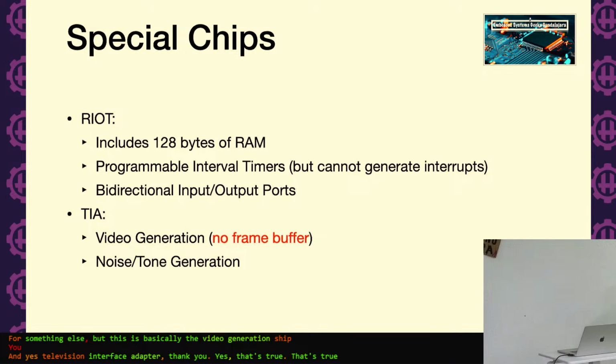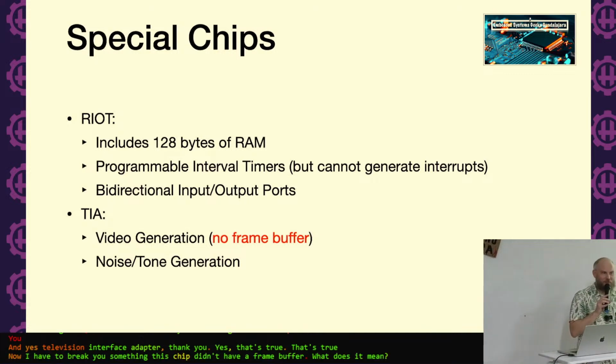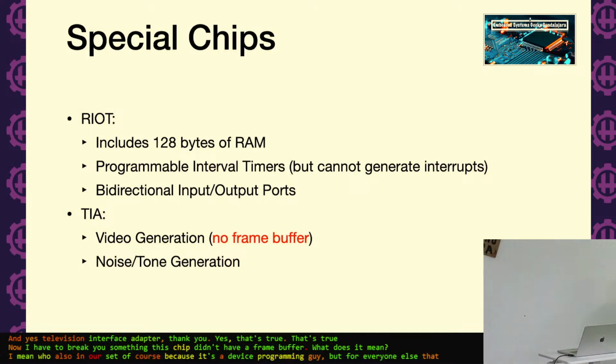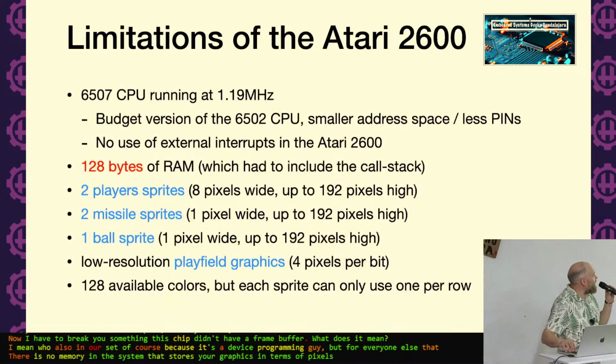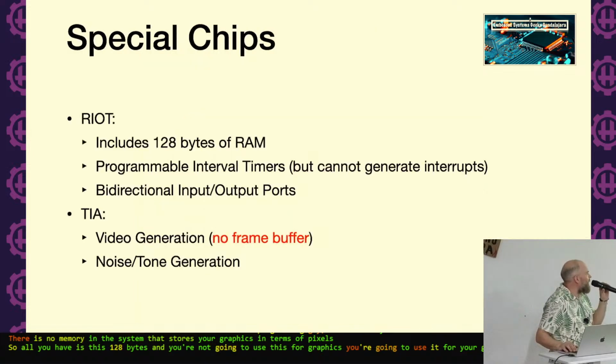Now I have to break something to you. This chip didn't have a frame buffer. What does it mean? Josue now said, of course, because he's your device programming guy. But for everyone else, that means you don't have a graphics memory. There is no memory in the system that stores your graphics in terms of pixels. So all you have is this 128 bytes. And you're not going to use this for graphics. You're going to use it for your game and for your stack frame and whatever. So how did it generate graphics?